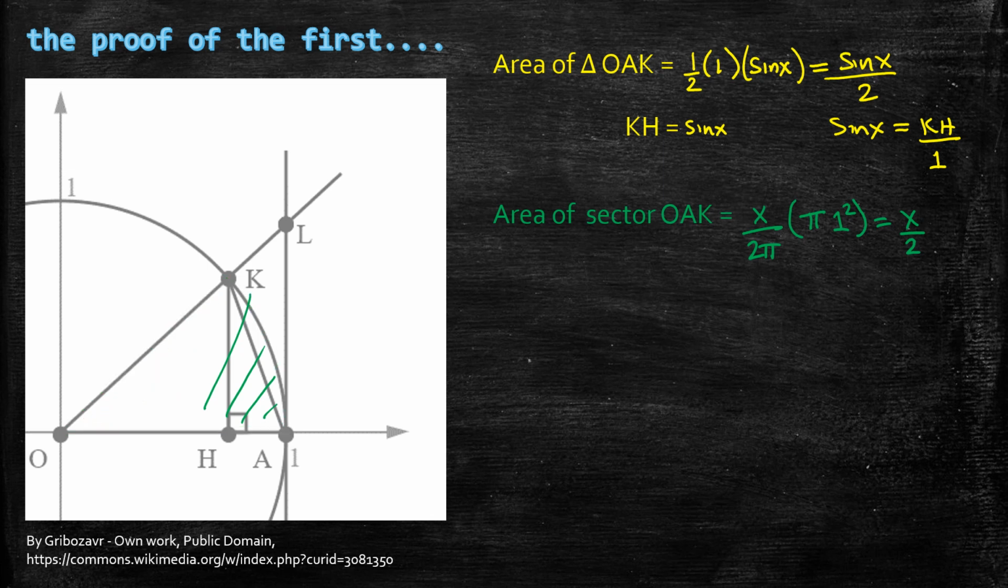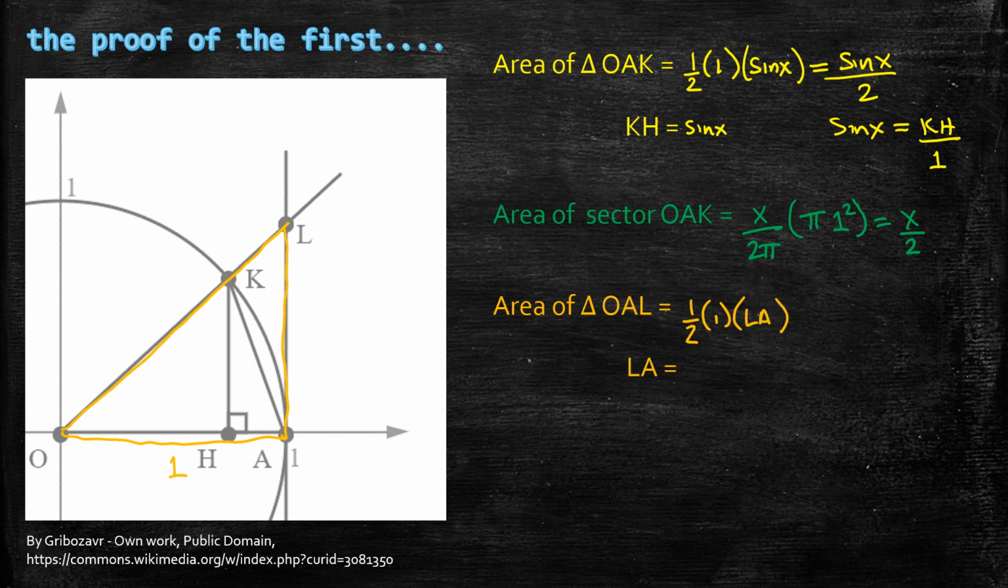Now we need a slightly bigger area. So let's look finally at the area of triangle OAL. So OAL looks like this. And we know that the area of a triangle is half base times height. Half the base again is 1. This is the unit circle. And the height, well, the height there is going to be whatever the value of LA is.